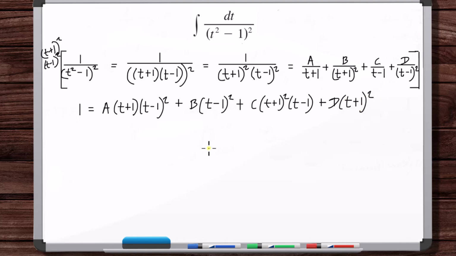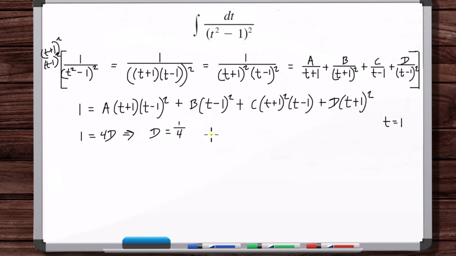Okay, and so now, this can get pretty complicated, so let's go ahead and plug in values of t and see if we can quickly get some constants. And if it gets too complicated, then we'll go the other route and group terms together. So, okay, if t is equal to 1, then we can get D, because all of these terms go away, and we're left with 1 equals (1 plus 1) squared times D. So D is equal to 1/4.